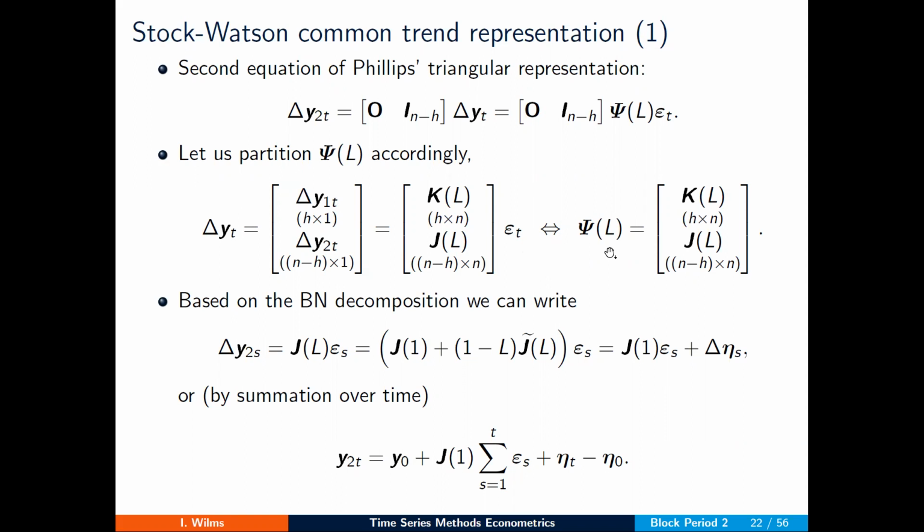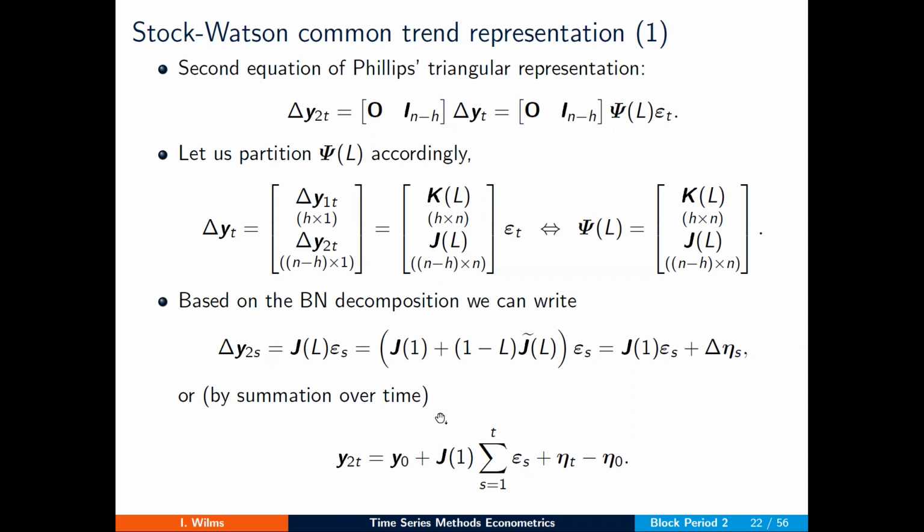Or in other words, the lag polynomial Psi(L) has these two subparts over here. So in essence, an alternative way to rewrite this second equation of Phillips triangular representation is working directly with this subpolynomial J(L). From here on, let us continue by plugging in the Beveridge-Nelson decomposition for this guy. And I'm not interested in the exact form of the new error term, so I just compactly define it through a new name, namely the difference of eta t.